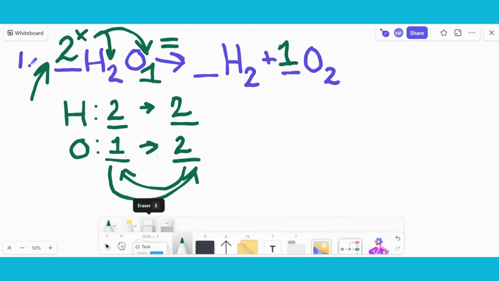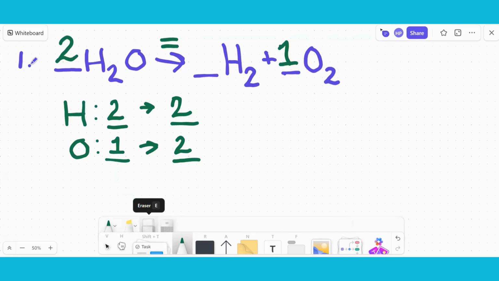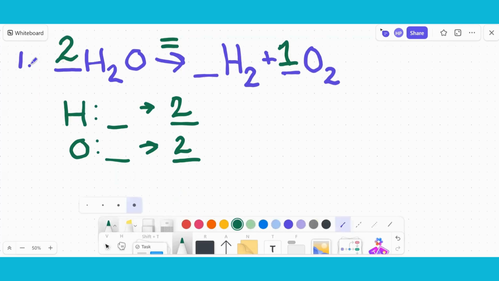So the water here, now with a 2 in front, that changes our count on the left side. So now 2 times 2 for hydrogen, we have 4 on the left. And 2 times 1 for oxygen, now we have 2 on the left. So now oxygen looks good, but hydrogen is not matching.